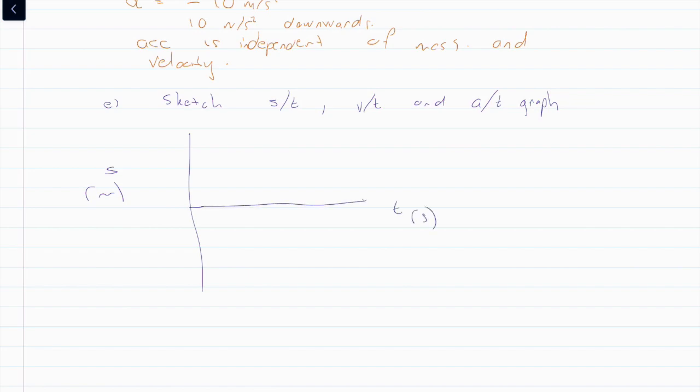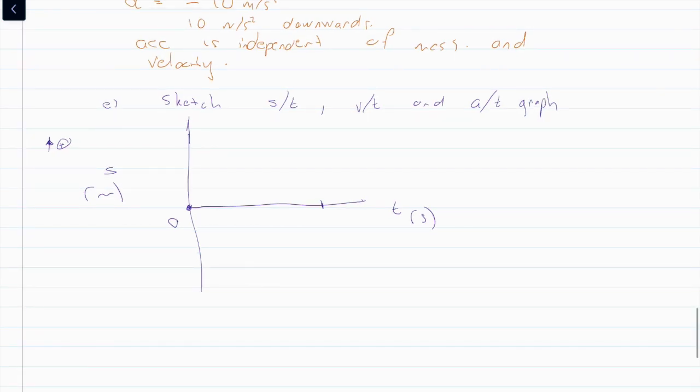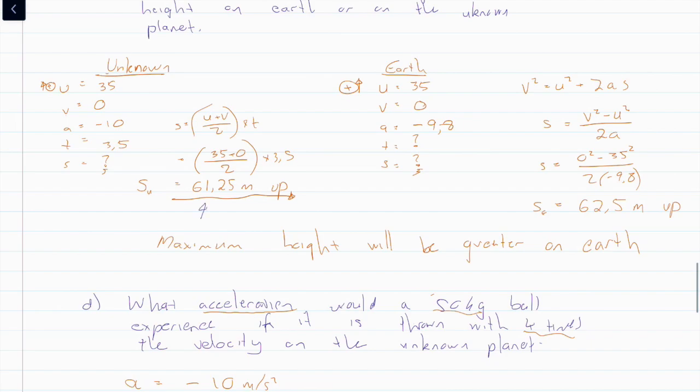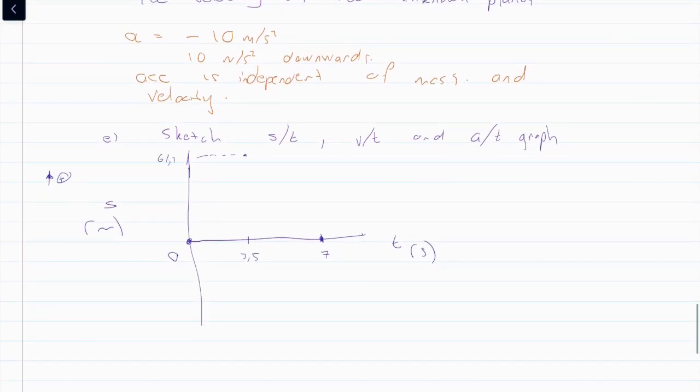And I'm going to take upwards as being positive. So what does a position time graph look like? For this ball, it starts out at 0, and at time 7, it ends back at the guy's hand, or at the alien's hand, and we know at time 3.5, it reaches its maximum height, which we calculated as 61.25 meters, right? So the question is, what does this graph look like?